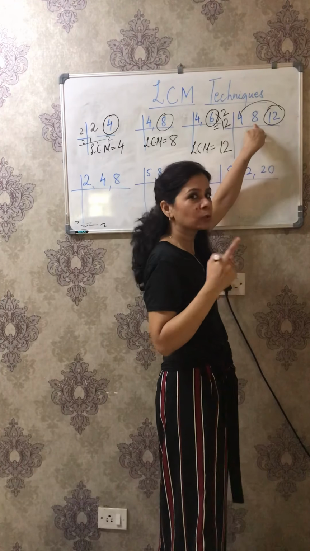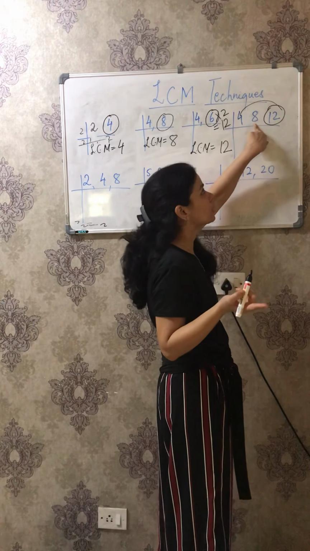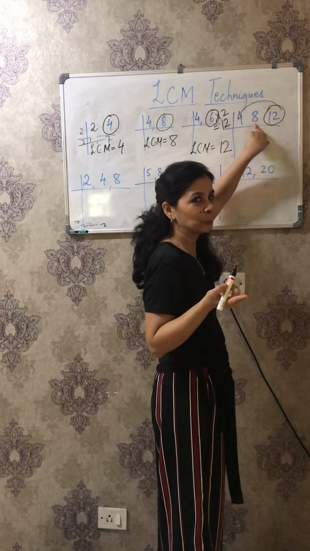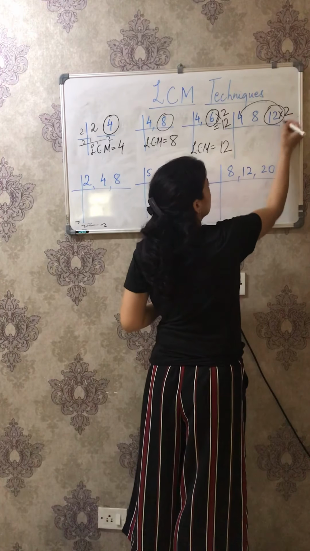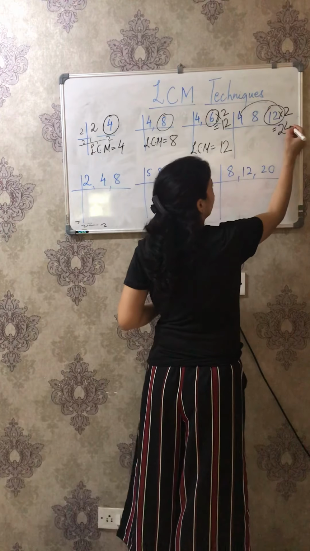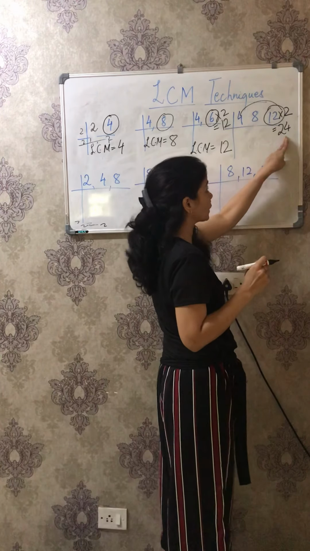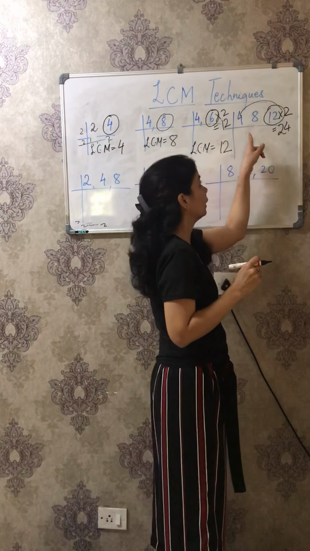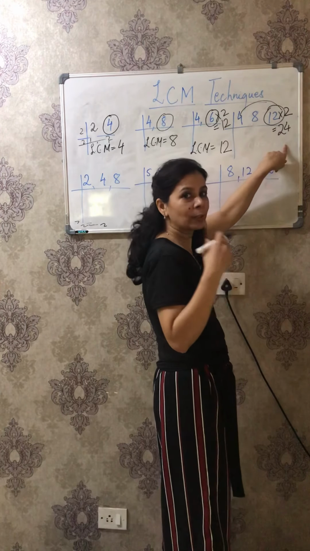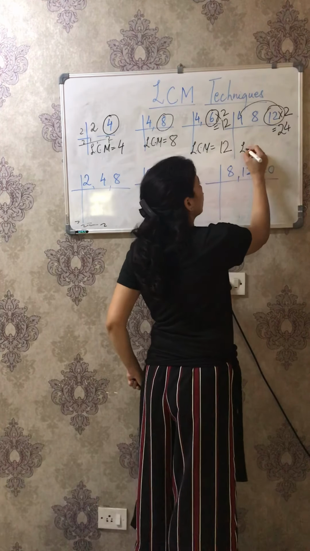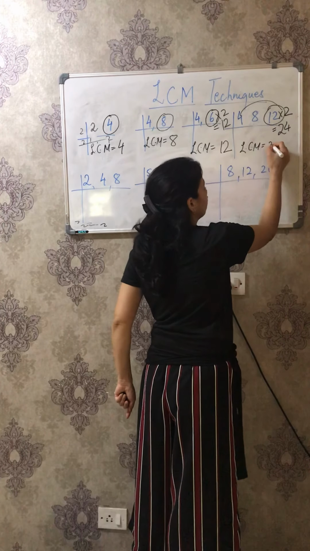8 1s are 8, 8 2s are 16. Oh, that's not divisible. So what should I do? Correct. We should go to the next multiple, which is 12 2s are 24. Now see whether this 24 is divisible by these or not. 4 6s are 24, 8 3s are 24. Yes, it is divisible. So your LCM is 24.